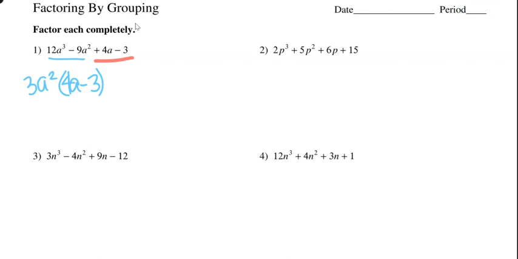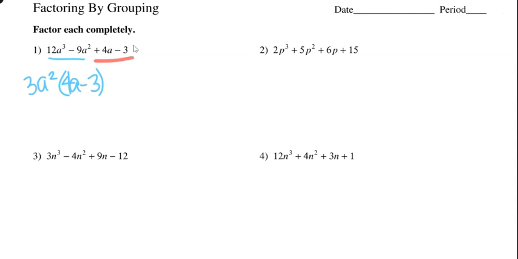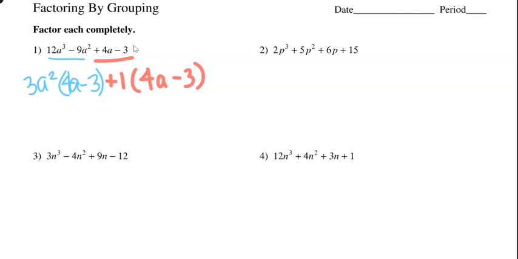So let's look at the second group. Is there anything I can factor out of 4a and negative 3? Actually, no, there isn't. But what number can be a factor of anything? 1, right? So 1 can be a factor. So I'm going to factor out a positive 1. And that's going to leave me with 4a minus 3. All I've done is factor out a positive 1. Why did I even do that? Well, there's a reason, and you're going to see right now.